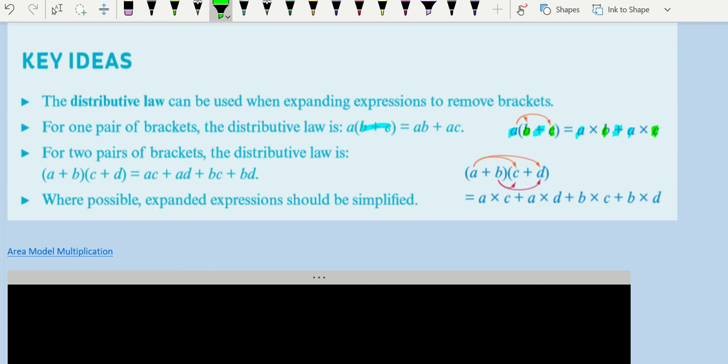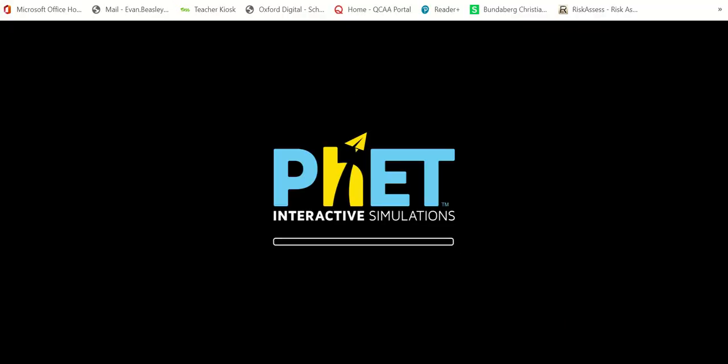Now, for two pairs of brackets, the distributive law looks like this. A plus B in brackets multiplied by C plus D in brackets equals A times C plus A times D plus B times C plus B times D. And we'll have several ways of explaining this. The first way I would like to do is through a simulation or an interactive, and that's our area model simulation.